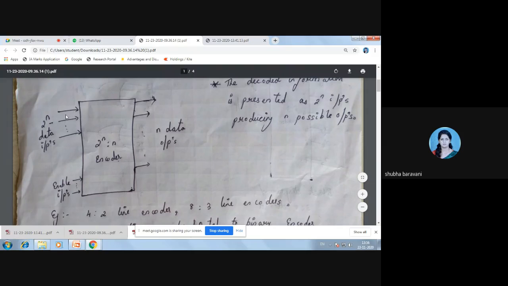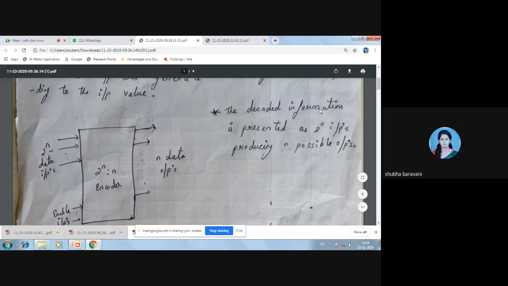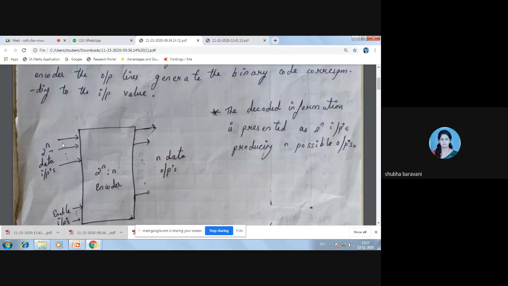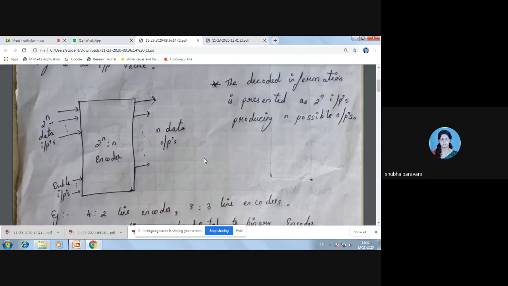we have 2 power n input lines and n output lines with some enable inputs. Here it is mentioned the decoded information is presented as 2 power n inputs to produce n possible outputs. It means this input to the encoder you are getting from the decoder, where you had got 2 power n output lines. Those 2 power n output lines of a decoder are fed as 2 power n input lines to the encoder. Okay, understood up till here? What's an encoder?